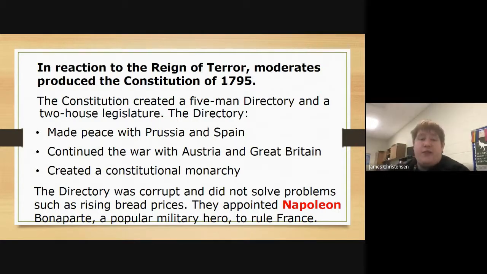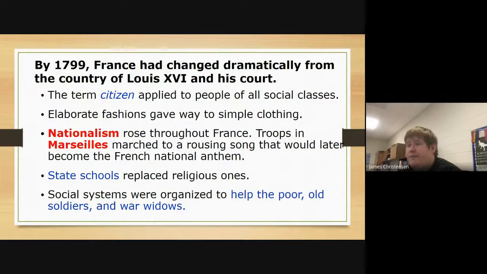The Constitution created a 5-man directory and a 2-house legislature. The directory made peace with Prussia and Spain, but continued the war with Austria and Great Britain, and it created a constitutional monarchy. It's important to note, though, the directory was extremely corrupt and did not solve problems such as rising bread prices. They appointed Napoleon Bonaparte, a popular military hero, to rule France.